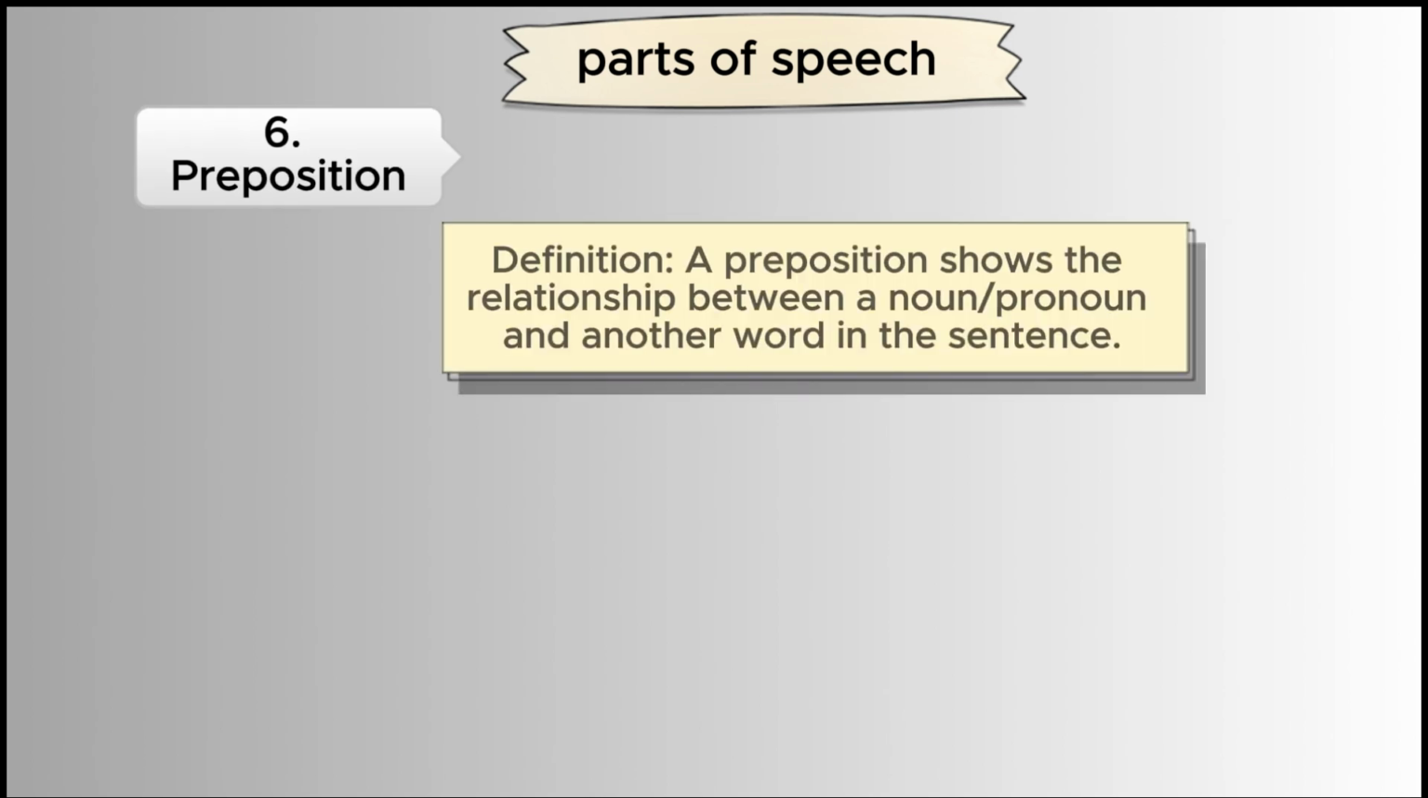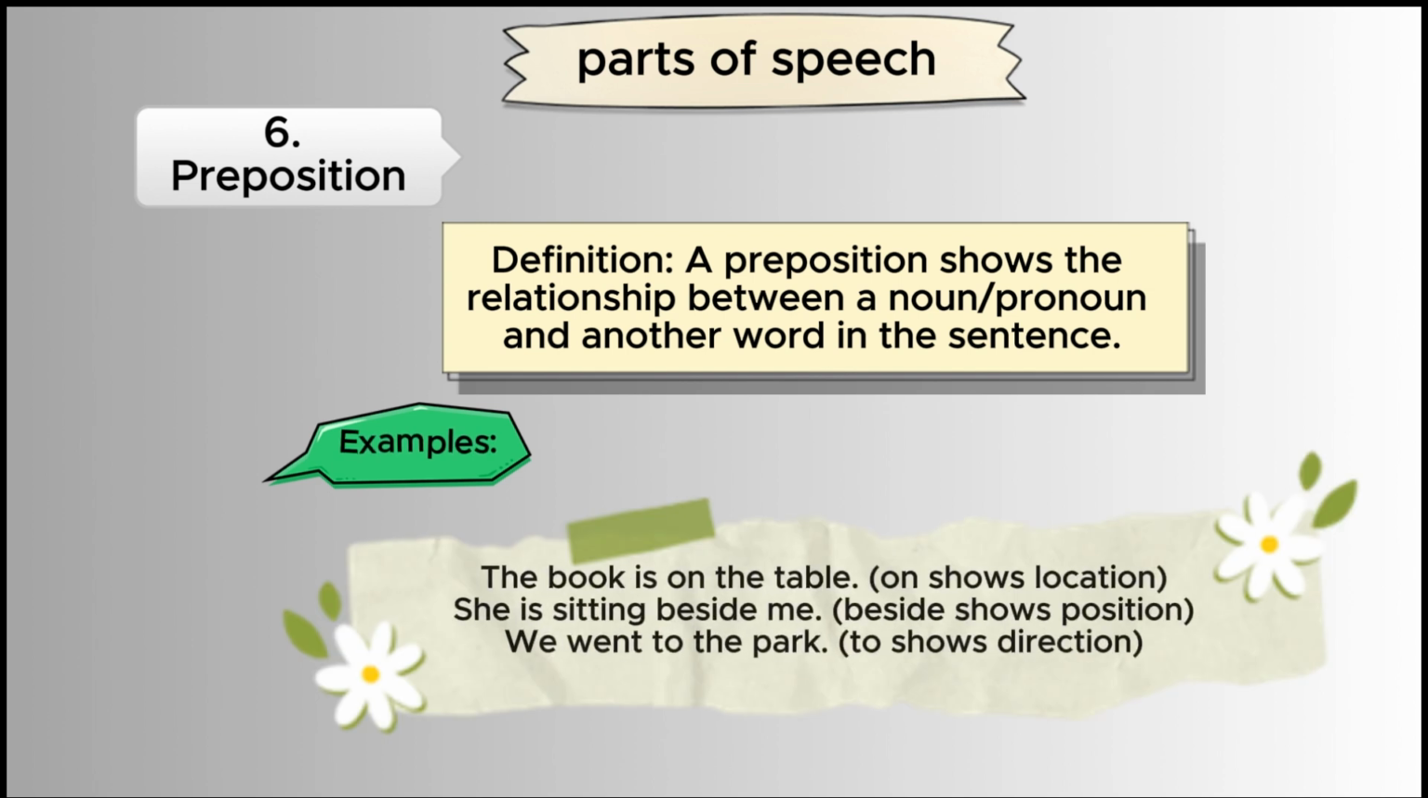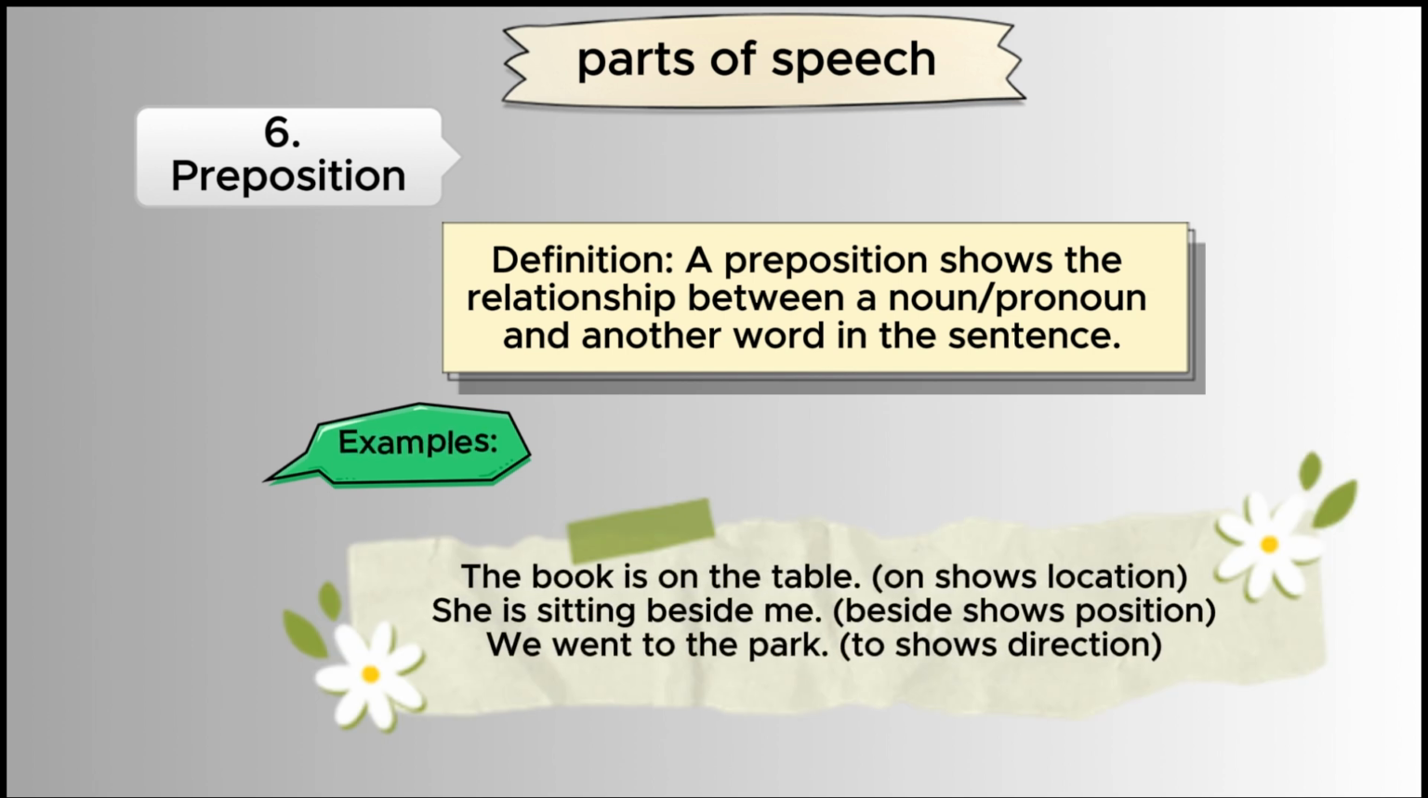Sixth, preposition. Definition: a preposition shows the relationship between a noun, pronoun, and another word in the sentence. Examples. The book is on the table. On shows location. She is sitting beside me. Beside shows position. We went to the park. To shows direction.